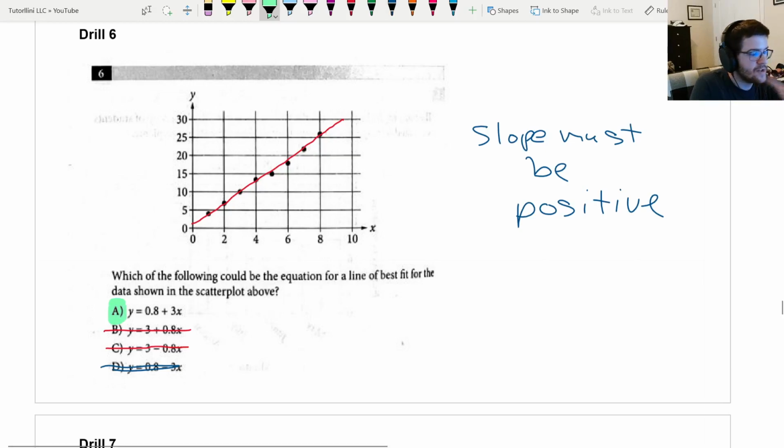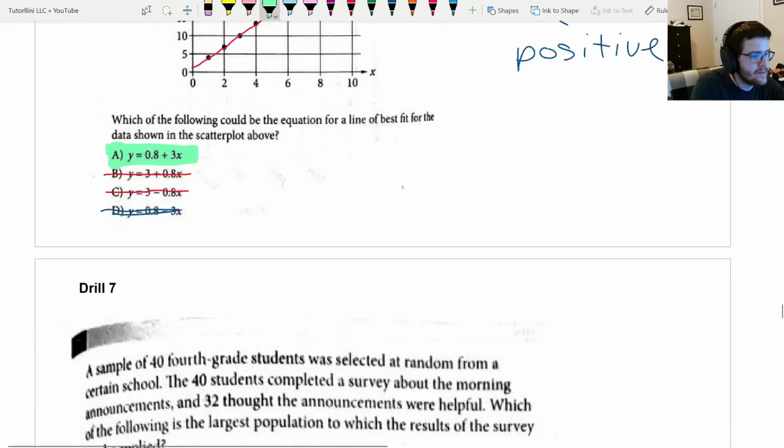And let's see, that is right. Great. So if you want to, you can go and plug in a bunch of numbers, like plug in 4 and see if you get about 13 or something. But I think reasoning it through like that, check the y-intercept, cross out, check the slope, cross out, hopefully you get the answer. Great.